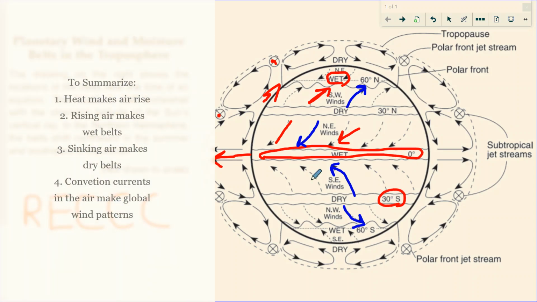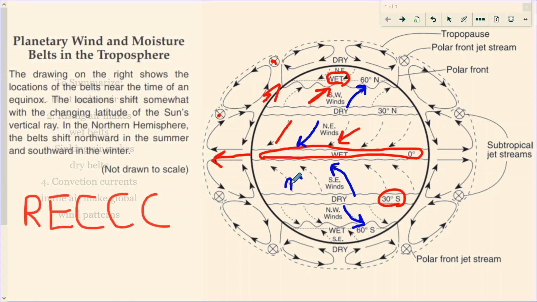Okay, let's do a couple practice ones here. If I have location A here, this would be a latitude of what degree, do you think? So you're looking over here. This would be between 0 and 30 degrees. This would be maybe 15 degrees south. Okay. What direction are the winds moving at 15 degrees south? They're coming from the southeast, and they're blowing that way.